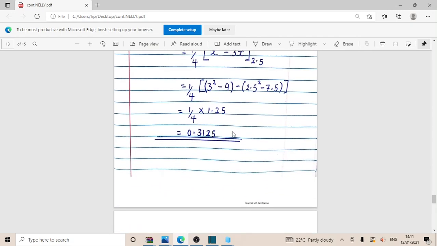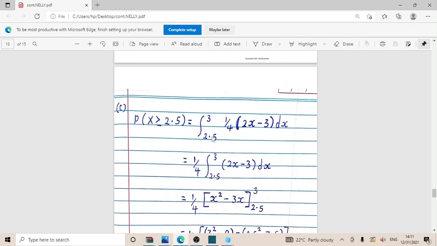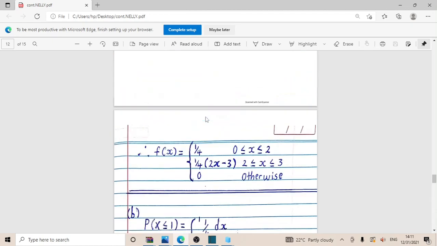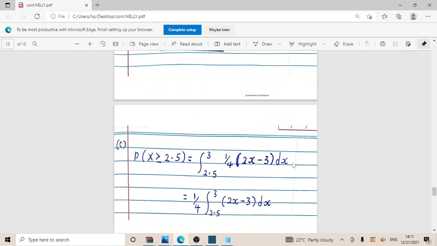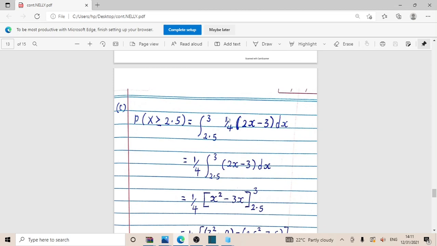So I'll come to it here and use it. Since they're saying greater than or equal to 2.5, I'll take my lower limit as 2.5 and my upper limit to be 3. You can see that this function has an upper limit of less than or equal to 3, so that will be my upper limit. I will take the f of x, which was 1 out of 4 brackets 2x minus 3 brackets dx. So it's going to be 1 divided by 4. I take this constant behind the integral sign, and then I'll need to integrate this.